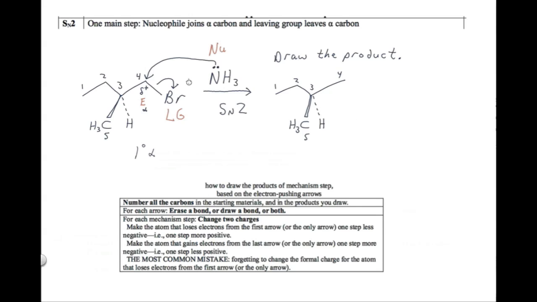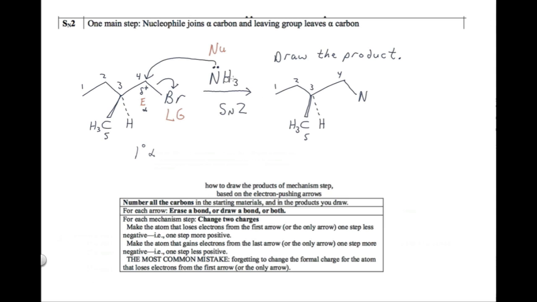Now, for every electron-pushing arrow, we should be either erasing a bond or drawing a bond or both. So what do you think this arrow tells us to do? Well, I hope it's clear that this arrow tells us to draw a bond. Between which two atoms? Between the nitrogen and carbon 4. I think that should be very intuitive, that's an arrow that tells us to draw a bond between this nitrogen and carbon 4.